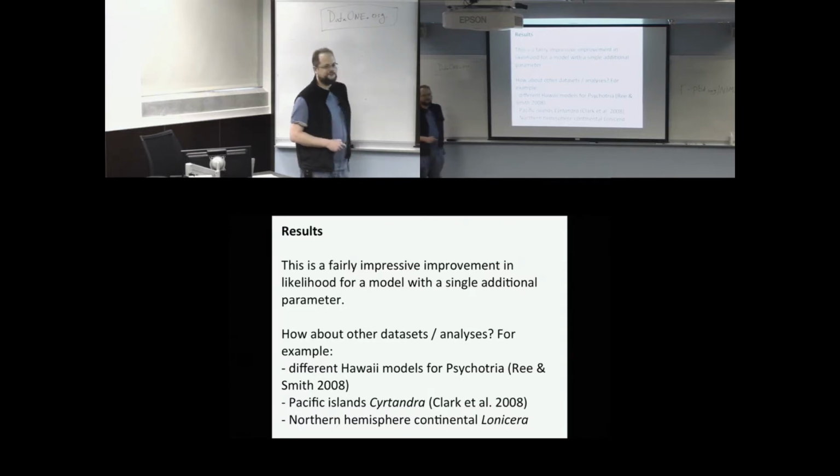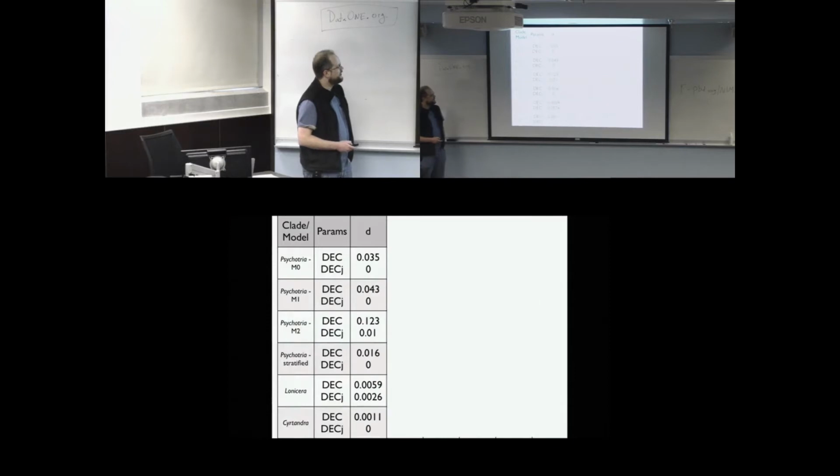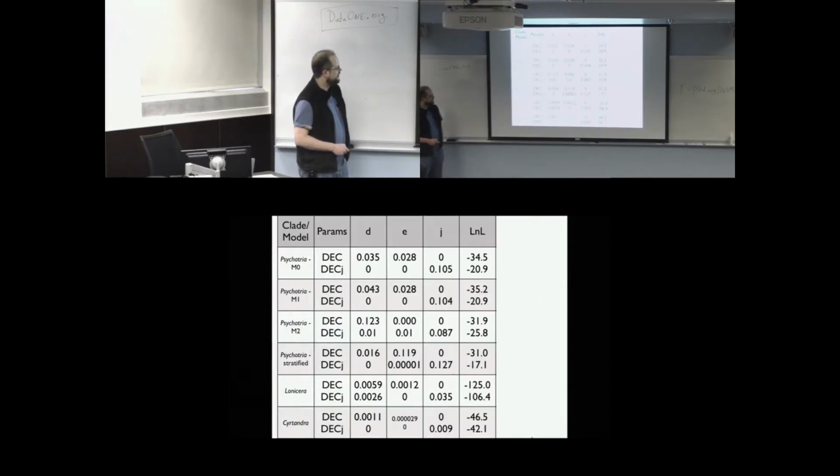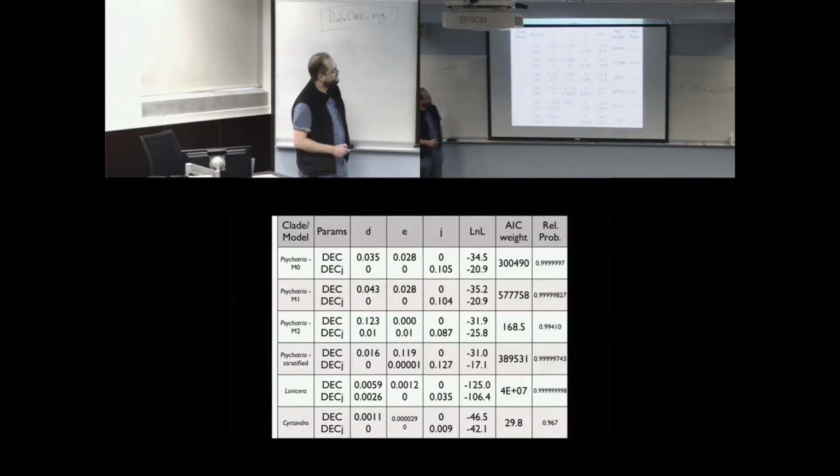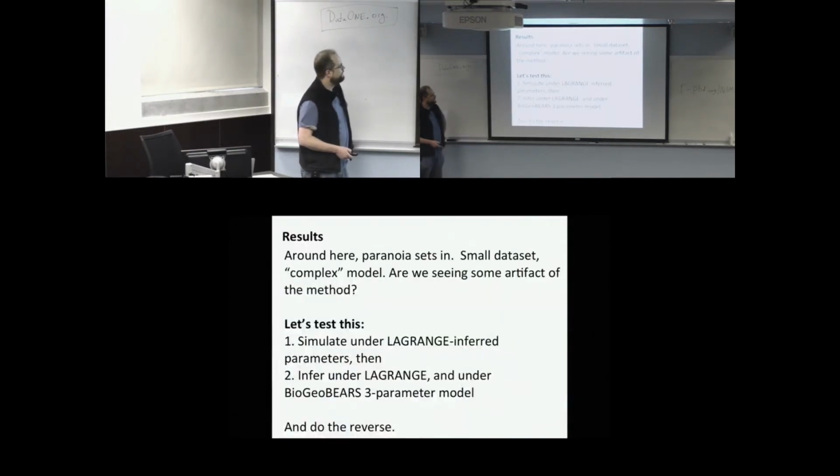Is this just a one-off? Was this just this specific data set, or does this apply to other data sets? So I applied this to a bunch of other data sets. Here's Lonicera, honeysuckle, Sertandra is a shrub in the Pacific. And again, if you look at the relative probabilities of the DEC plus J model, the 3-parameter model, it ranges from overwhelming support to strong support for the DEC plus J model in these kinds of island systems. And this is where you start to get worried, actually, right?